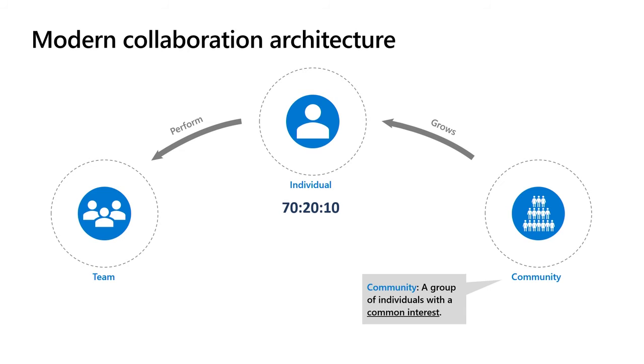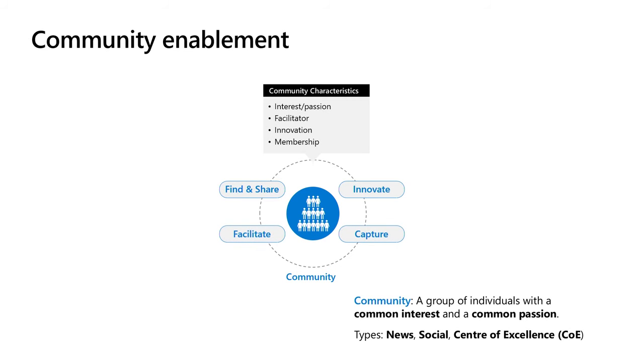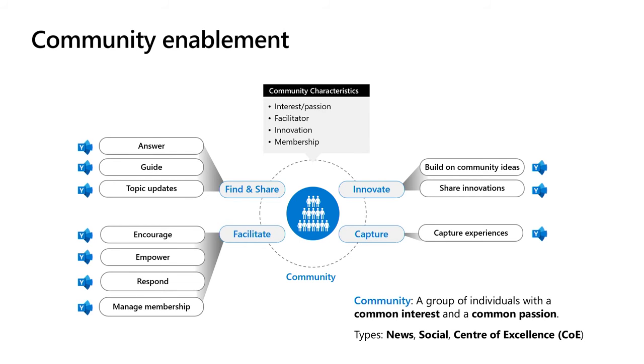Let me introduce you to the concept of a community. So a community is defined as a group of individuals with a common interest or a common passion, right? And communities, similar to the other capabilities, need to have a clear interest, a clear passion, a clear direction. It needs to have a facilitator. It is really focused on innovation and clash of ideas across the organization. And it needs a clear membership. And a community needs to facilitate, find and share, innovate, and capture experiences. And once again, there's a whole range of capabilities provided by Office 365 to enable that. And as you can see, Yammer is our community management platform within the Office 365 suite.